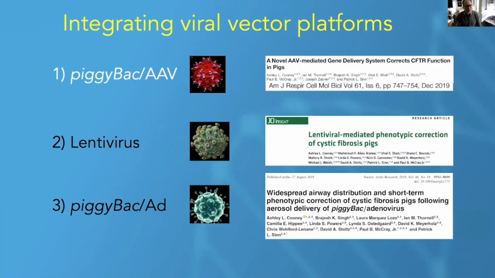My talk today is divided into three main parts. First, I'll be talking about piggyBac AAV. This was published in the Ref Journal recently. And I'll talk about lentivirus, which was published in JCI Insight, and then piggyBac AD, which was in Nucleic Acids Research. And there'll be a lot more details in these papers that I'm not going to talk about in my talk today.